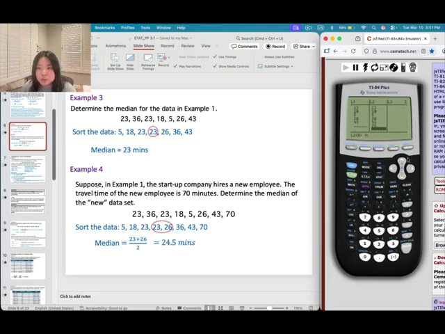Okay, the last one, that will be 70. Okay, so I do have X data. Good.